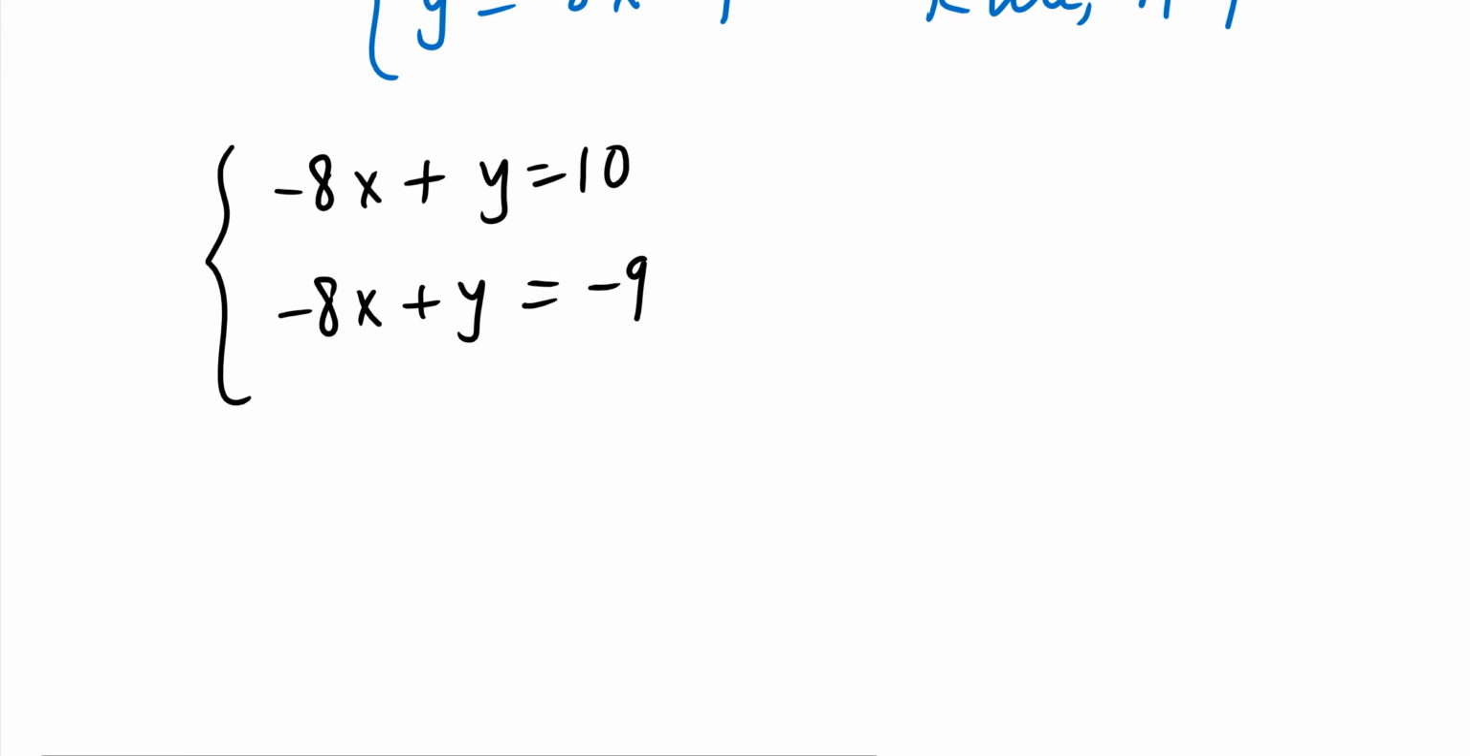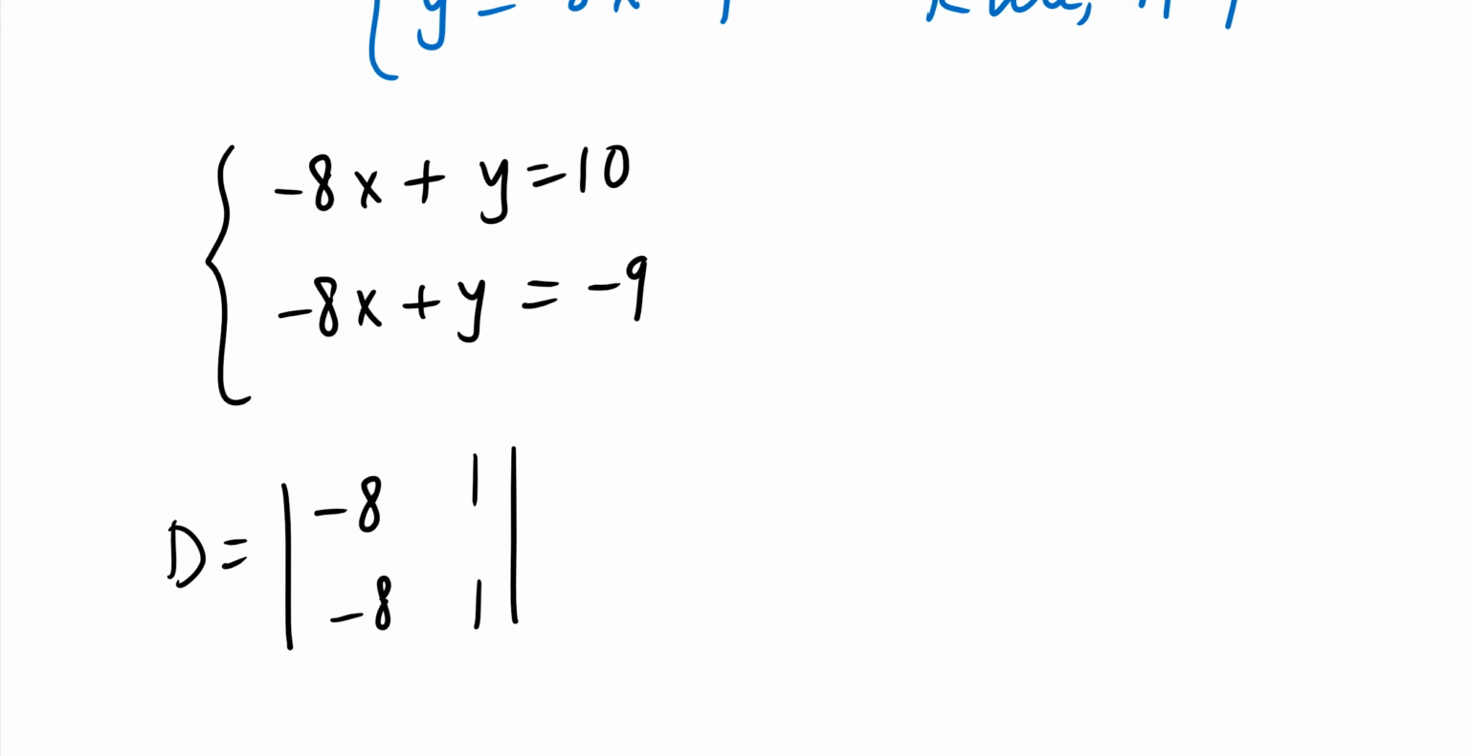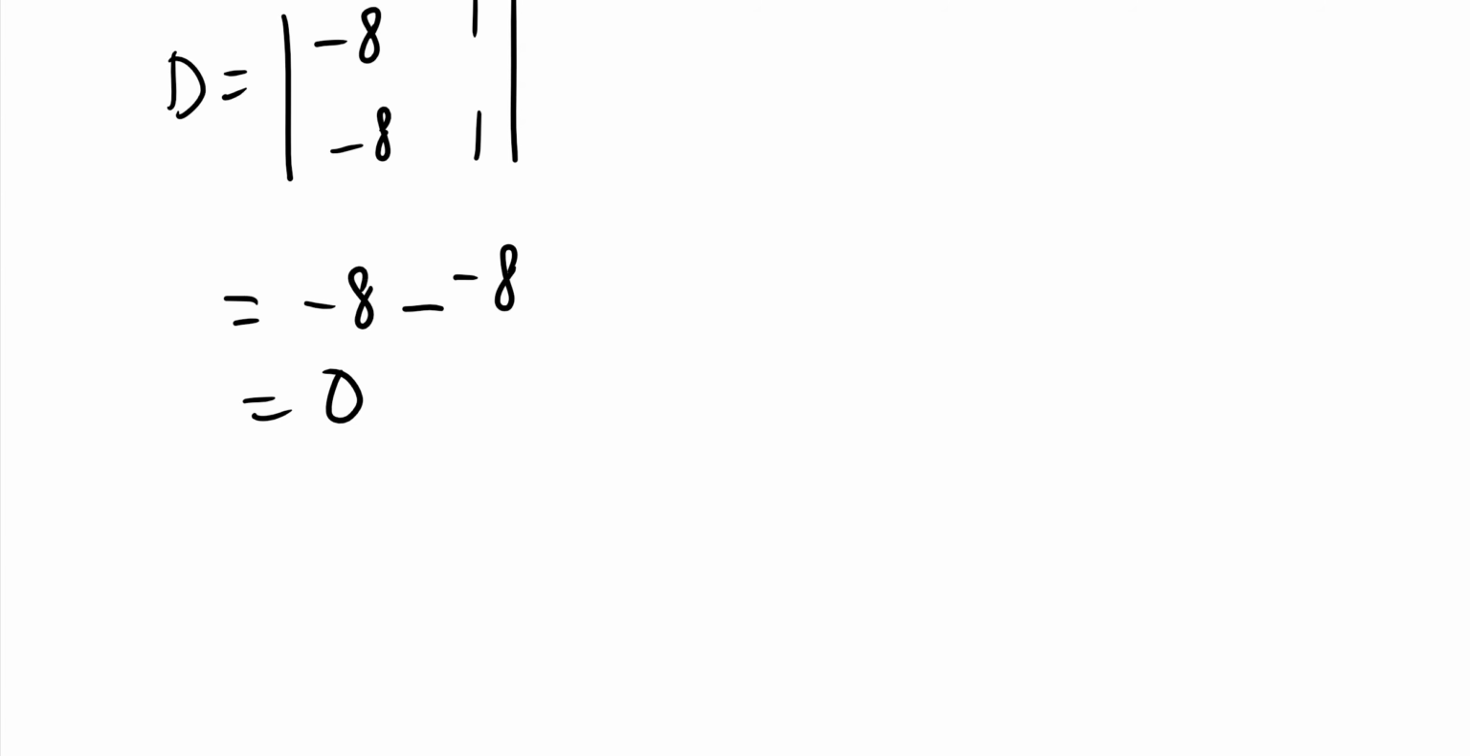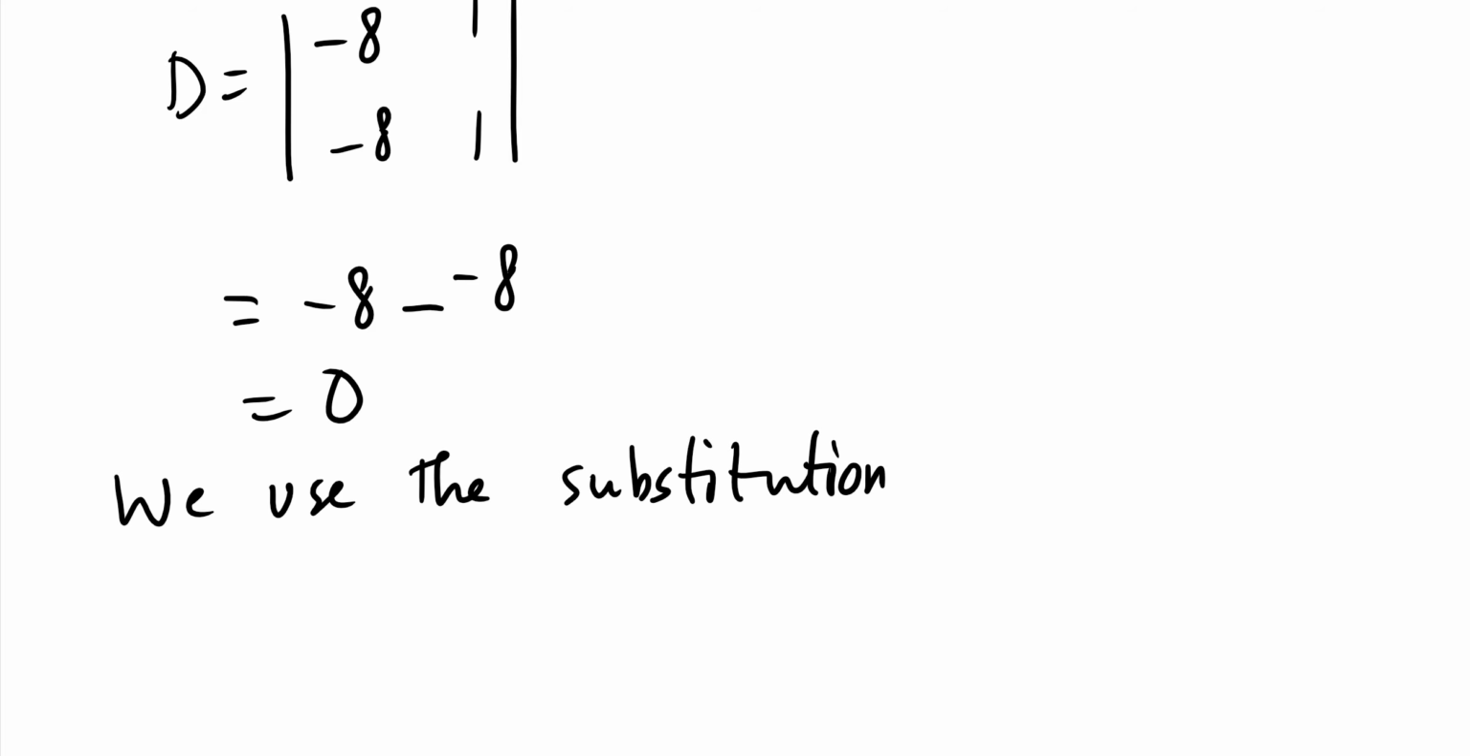And now we try to find what D is, and before you write Dx and Dy, just find what D is. That's a negative 8 minus negative 8. That gives us 0. So this way you know Cramer's rule doesn't work in this case. So in this case, I would use the substitution method to solve it.